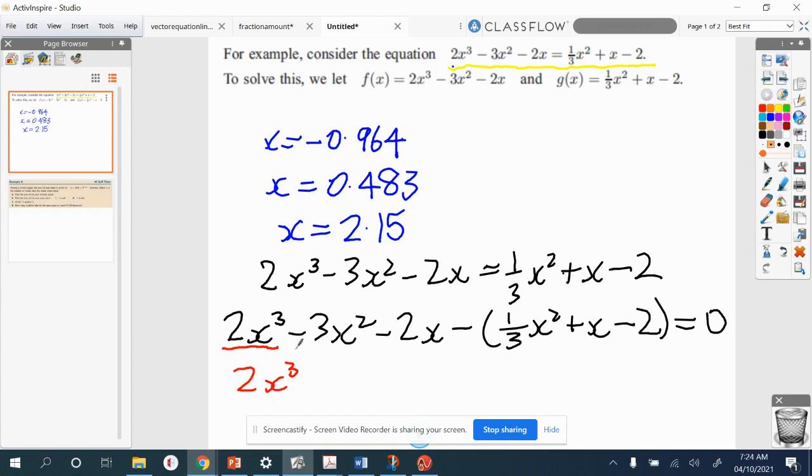I'm then looking at my x squareds. So it's minus 3x squared minus another 3 1/3 x squared. Remember, you've got your calculators in this type of question, so you can use them. If I change that to an improper fraction, which I may need to do in order to type it in on my graph, it is minus 10 over 3 x squared. So that's just minus 3 minus another third.